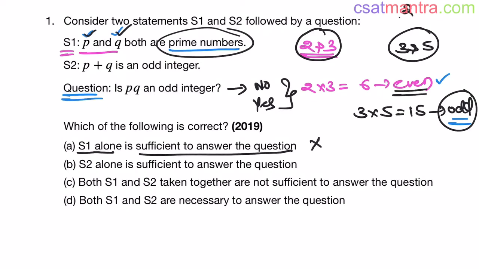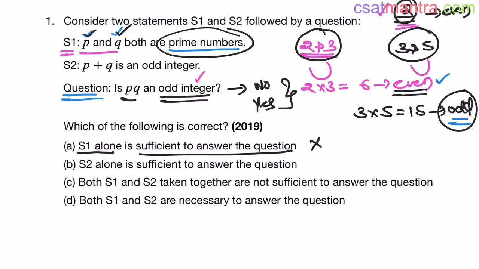See, 2 is the only prime number which is even, my friends. If 2 is not there, then we can certainly say P into Q is odd. Except 2, all prime numbers are odd numbers, my friends. So, odd into odd, that would be an odd integer. Now, since we have 2, we can have a combination of even into odd, odd into odd. In this case, the answer is not certain, my friends, since we have 2. I hope this is clear.